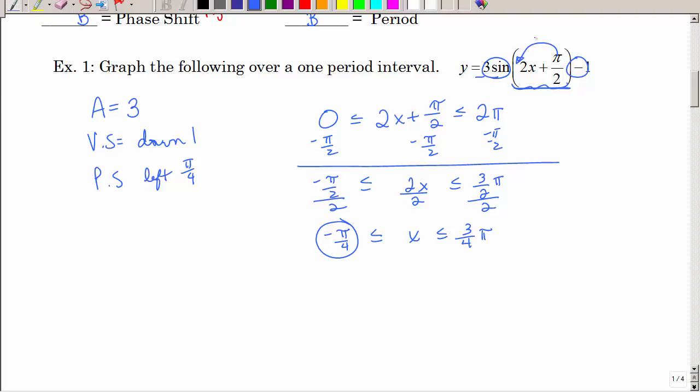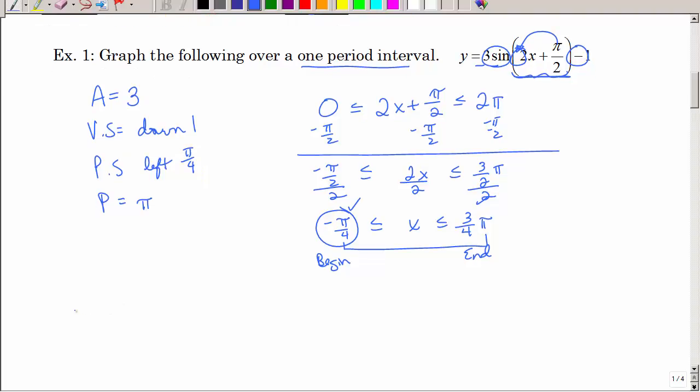And my period is from there to there. Alright, so how far is it from negative pi over 4 to 3 pi over 4? It would just be pi. And again, you could have gotten that from 2 pi divided by 2. But what I like about this is that that tells me where I'm going to begin my graph and where I'm going to end my graph in a 1 period interval.